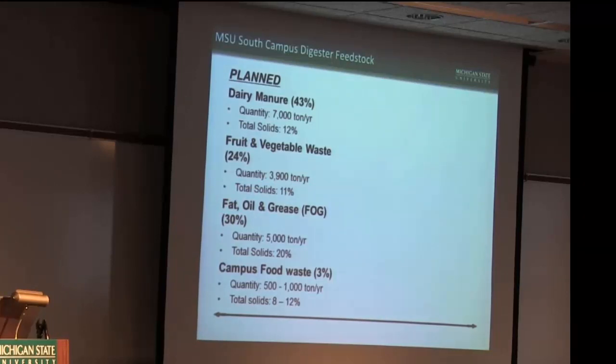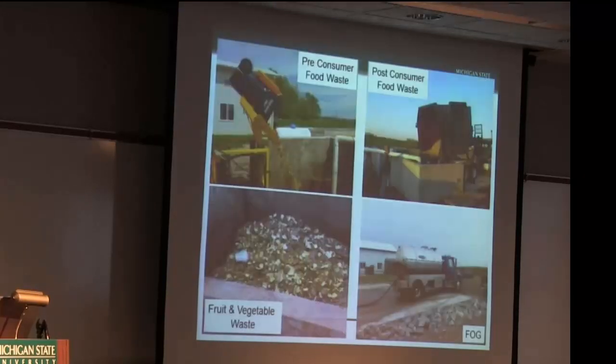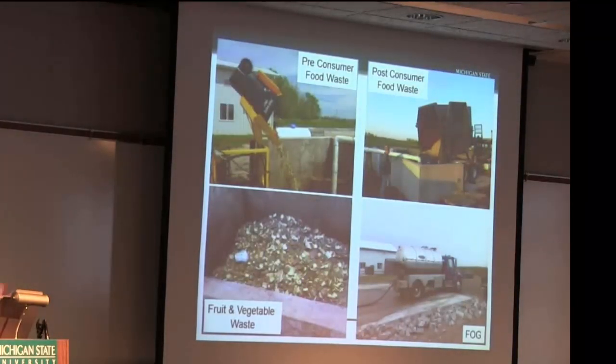FOG, this fat, oil, and grease material, is waste material from restaurants that can't be used for biodiesel production. We were expecting about 5,000 tons of that. And then our own campus food waste, 500 to 1,000 tons per year. So all in, we were looking at about 16 to 17,000 tons a year of feedstock. It was expected to come to us in all forms: small carts, roll-offs, tankers, and generally very, very clean.